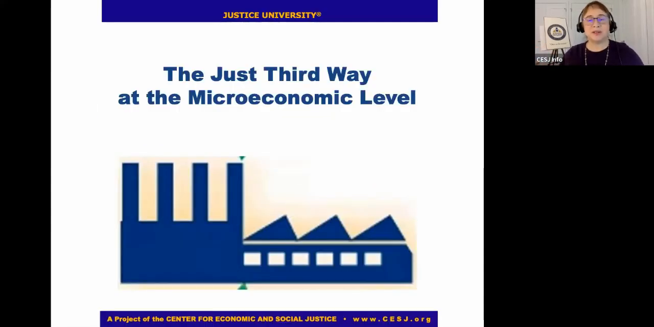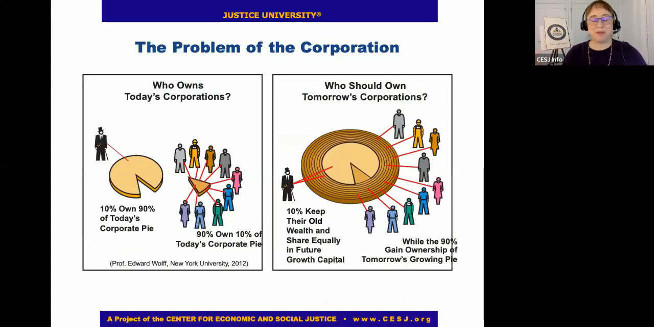And again, this is an application of the just third way paradigm at the microeconomic level. And that's where you're dealing with human beings and interactions of human beings. So we start with the problem facing the corporation today, the modern business corporation, which is the predominant form for producing most of our goods and services. Even though there are many sole proprietorships, the form of the corporation is extremely useful as a tool, a social tool, for bringing together labor of all sorts and capital of all sorts in order to produce.